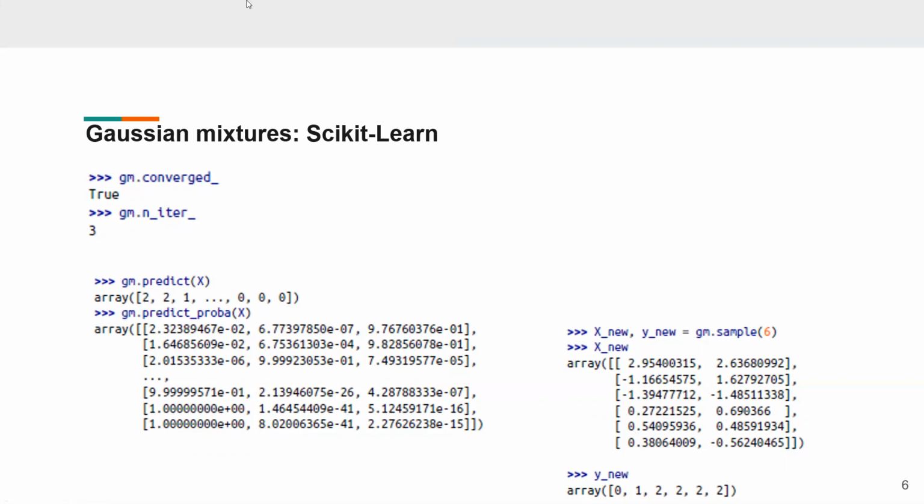So let's look at what's on the right-hand side. You have some new samples, and these are the values of the new samples. And then let's see how you can leverage Gaussian mixture to generate samples. In this case, you generate 6 samples, and these are the corresponding x new coordinates, and then the corresponding y new cluster. Okay.